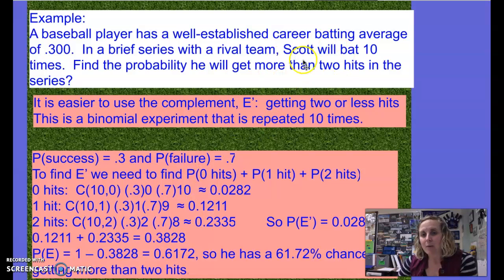Again, that was not what we wanted. We wanted the probability he would get more than 2 hits, so we're going to take the complement of that, 1 minus. So he has a 61.72% chance of getting more than 2 hits. Again, we had our binomial probability 3 times. They're all separate because you can't have 0 hits and 1 hit simultaneously. So that's why we were able to add those 3 together, giving us our grand total of 61% chance.